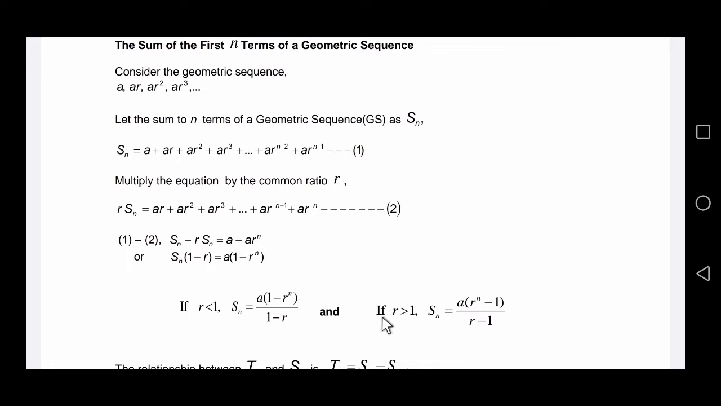And if r is greater than 1, you will use the formula Sn equals A times r to the power of n minus 1 over r minus 1. So these two formulas we can use to find the sum of the first n terms of a geometric sequence, based on the value of the common ratio.